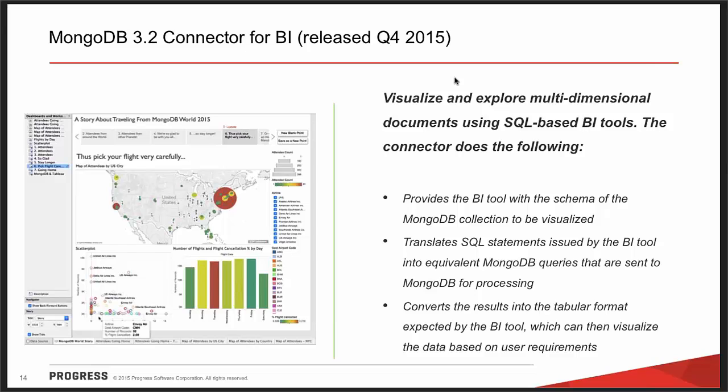This is the MongoDB BI Connector, or Connector for BI. It was released in Q4 last year. What it does is provide the BI tools infrastructure with that relational schema, so you can connect those BI tools directly to MongoDB. The way it works is it translates SQL statements into MongoDB queries, which are then sent to MongoDB to return the results.